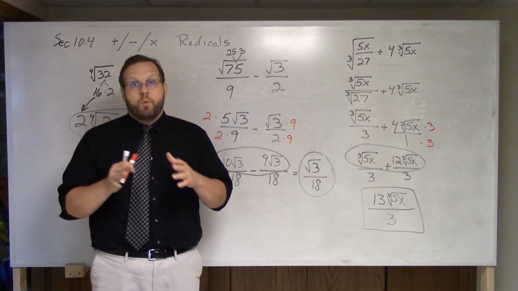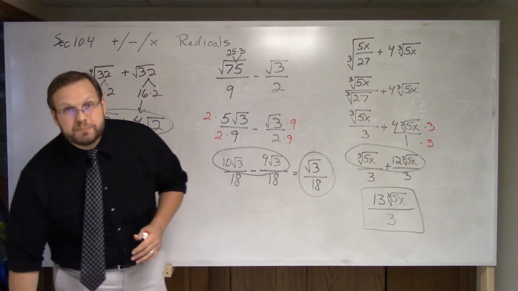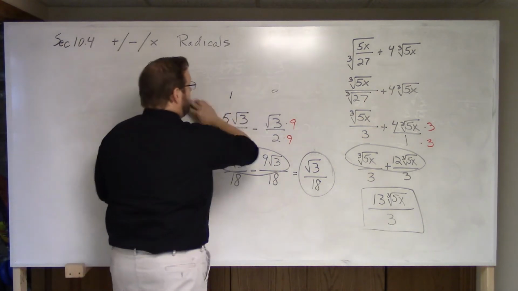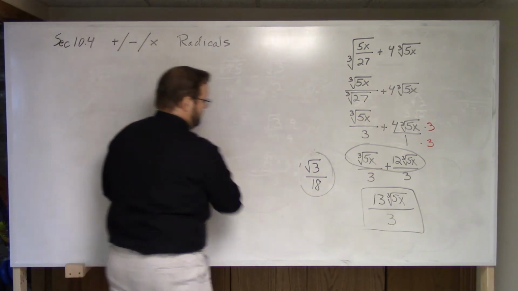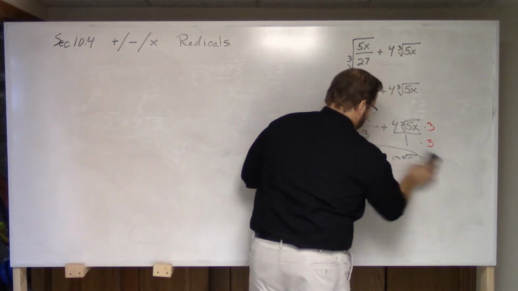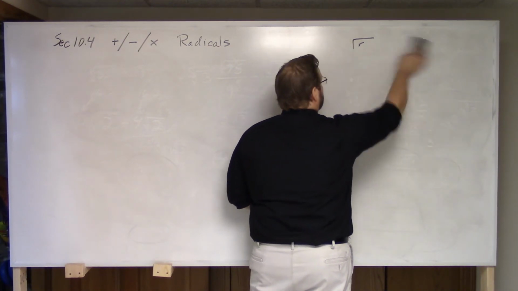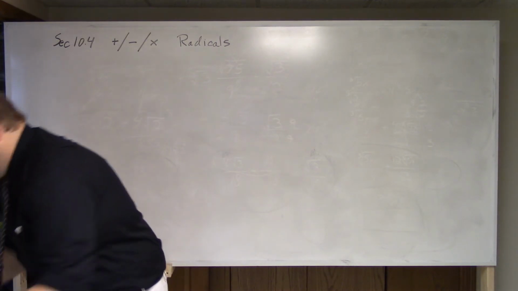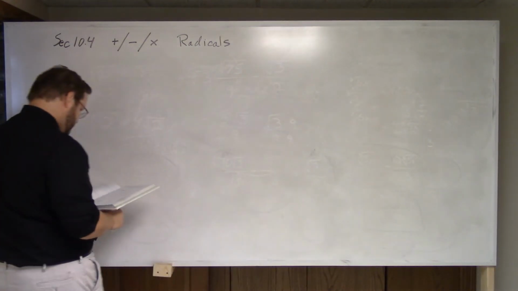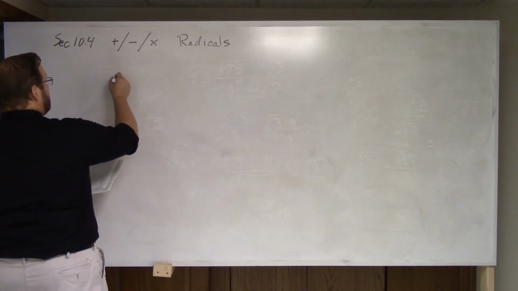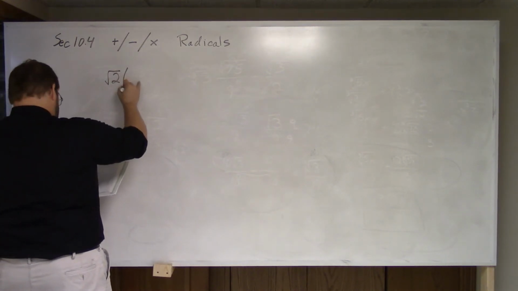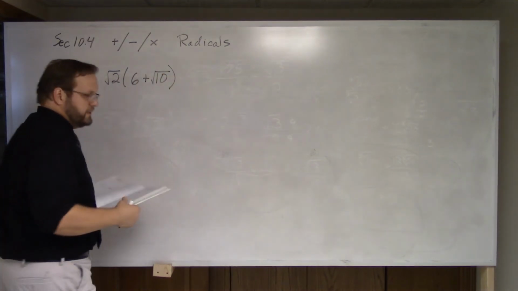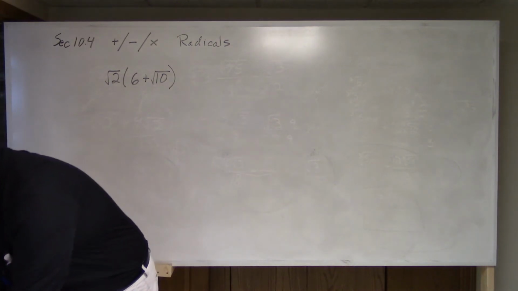Okay, what we're going to finish with here is multiplying, which brings back that whole idea of a product rule with radicals. Okay, so let's just jump right into some examples here. Let's say we have square root of 2 times the quantity 6 plus the square root of 10.